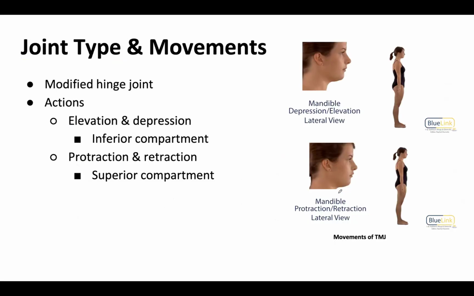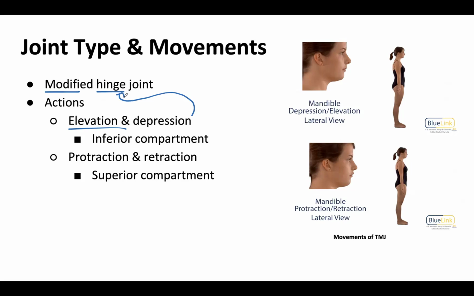So let's talk a little bit more about the movements at this joint. We're going to classify this joint as a modified hinge joint. And let's talk about why. So the major and most powerful movement at this joint is going to be elevation of the mandible. So think of closing the jaw. That's a pretty powerful motion. Depression can be forceful as well, but not nearly as much. And this action occurs in the inferior subcompartment, and that's why this joint is considered a hinge joint.